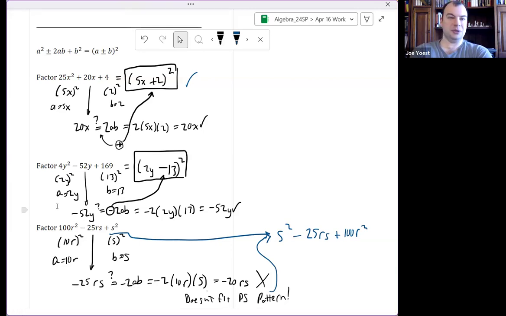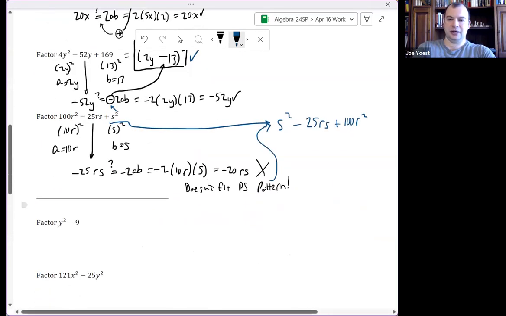So what's negative 2 times 2y times 13? That is indeed negative 52y. That does fit the perfect squares pattern. So I factor this as (2y minus 13) squared, because of the minus in front of the 2ab. And if I check, my first gives me (2y) squared or 4y squared. My last gives me minus 13 times minus 13, which is positive 169. My outside gives me 2y times negative 13, that's minus 26y. My inside also gives me minus 26y. So minus 26 plus a negative 26 is negative 52. Negative 52y is exactly what I was looking for, the cross term.